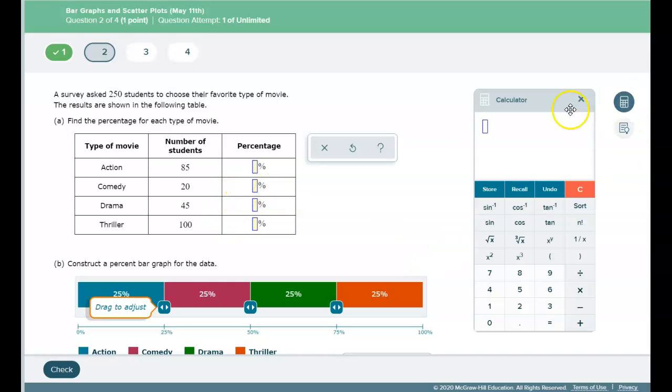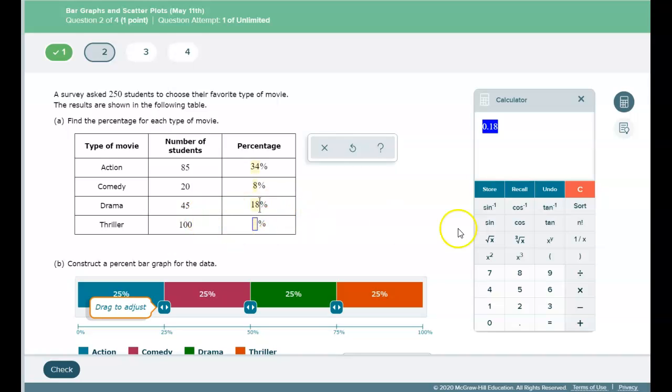So I'm going to open up my calculator, and the first one I'm going to take is the 85 and divide it by that total, 250, and I get 0.34. So if I move my decimal 2 spots to the right to get the percent, it's 34%. Okay, then next I'm going to do comedy, which was 20, and divide it by the 250, which is 0.08. If I move it 2 to the right again, that would be 8%. Then the next one is drama, 45. So I'm going to take 45 and divide it by 250. And that is 0.18. So moving the decimal 2 to the right is 18%.